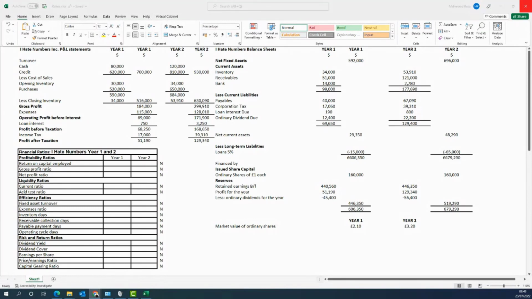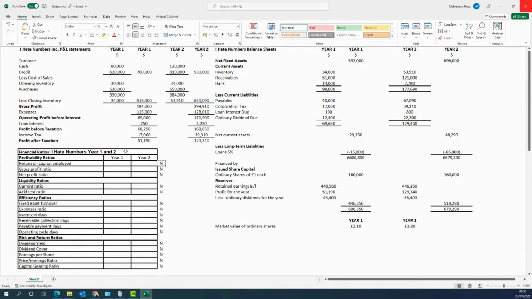If you are a private company, perhaps those statistics may not be as relevant. Now at the bottom I've itemised and listed the 4 key quadrants that we have. So we've got profitability, we've got liquidity, we've got efficiency, and we've got the risk and return ratios as well. Let me go through and actually work out with these accounts what those numbers are going to look like.